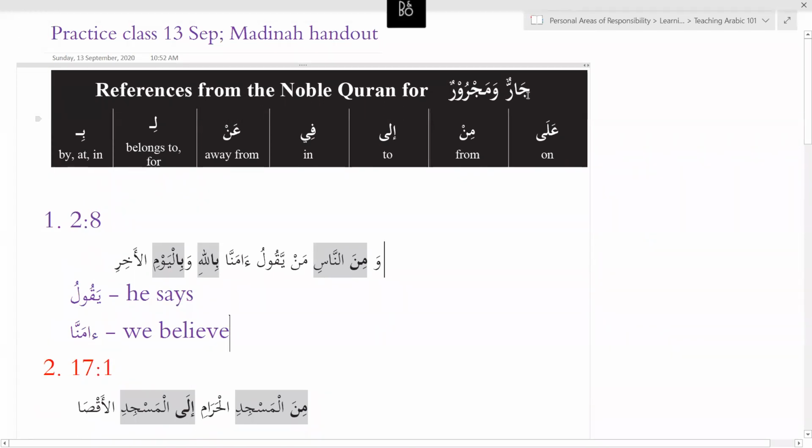We have seen jar majroor. Okay, so jar is nothing but the kasra form. These words we have seen: ala, on, we have seen min, from, we have seen ila, we have seen fi, we have seen li. Okay, these are words we have seen. What they do is the word after it, they turn it into a kasra form. So these words are called jar. The word after this is called majroor. They will come with a kasra.